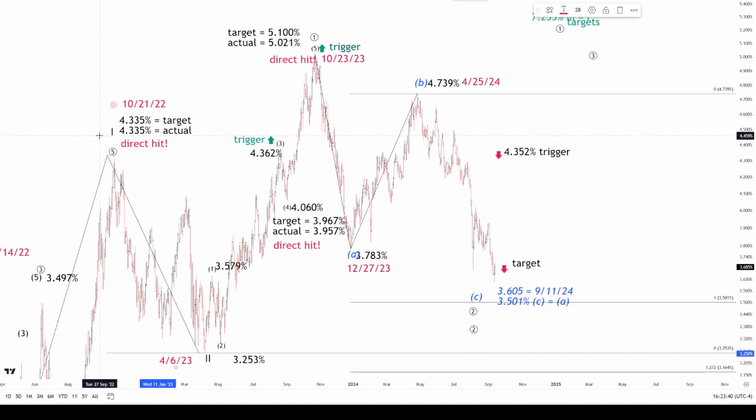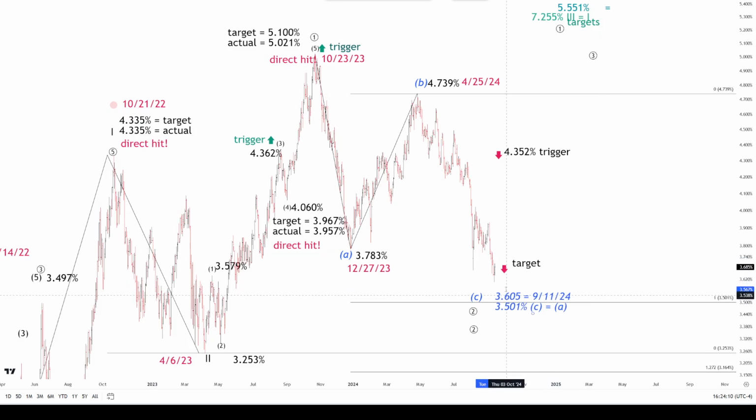There we go. Okay, going back to the year 2020, we had a 1 up in Roman numerals, a 2 down in Roman numerals. We should get a 3 up here, with targets in the 7s. But before that, we have a 1 up with a circle, and then an A down, a B up, and a C down to complete wave 2 in a circle. Our target, where C equals A, is 3.501%. So far, the low is 3.605% on the 11th, which was yesterday. So it still may score a direct hit. We'll see how that plays out.